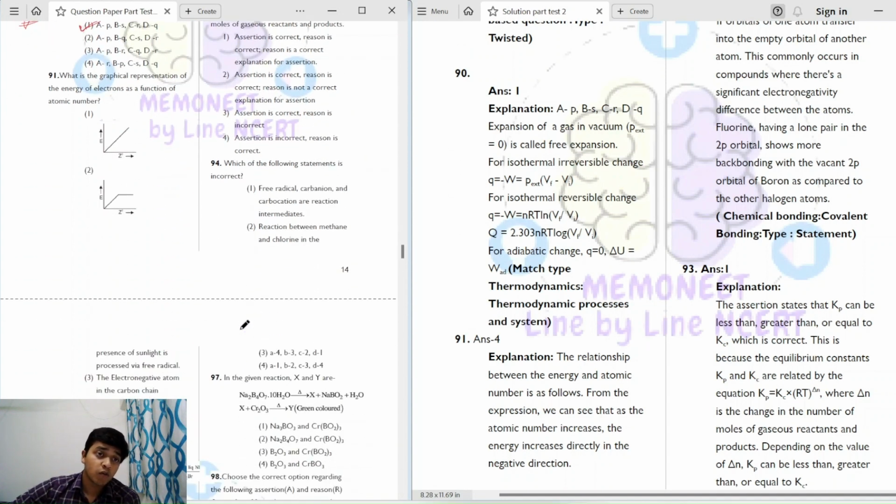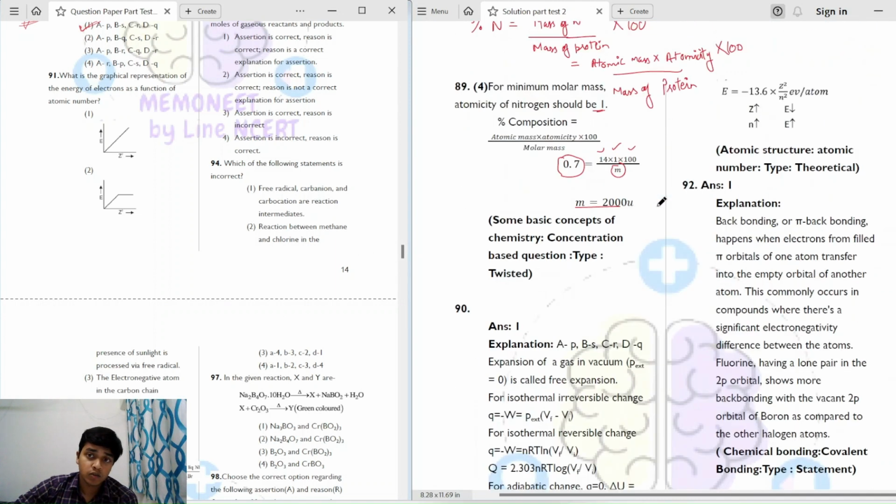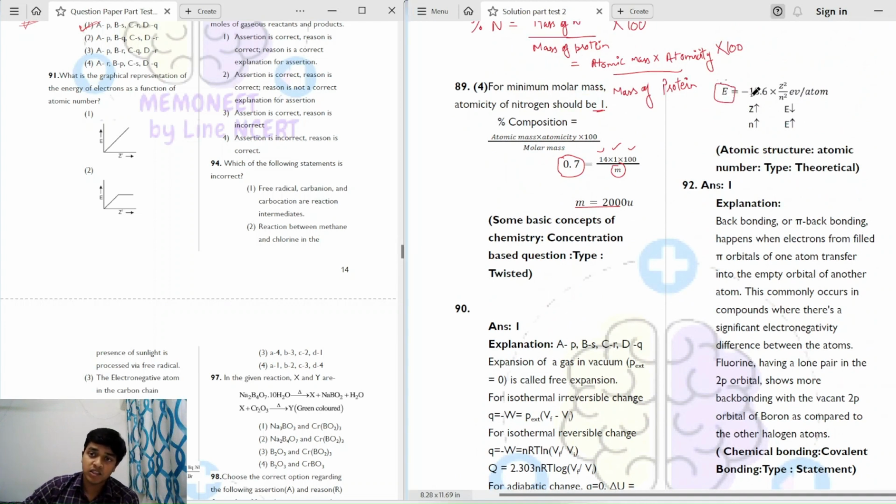The question says, what is the graphical representation of the energy of electrons as a function of the atomic number? So we have been given graphs between the energy and the square of atomic number. The relationship between energy and atomic number is: energy is equal to minus 13.6 multiplied by z square divided by n square. So if we have to find the relation between z square and energy, we can see that energy is directly proportional to the negative of z square. So if we draw a graph between energy and z square, we must have a graph with a negative slope because of this negative sign.